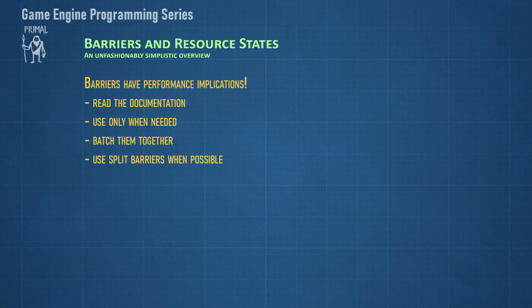Use split barriers. A split barrier consists of a hint to the GPU that a resource is about to be transitioned before really setting the barrier.